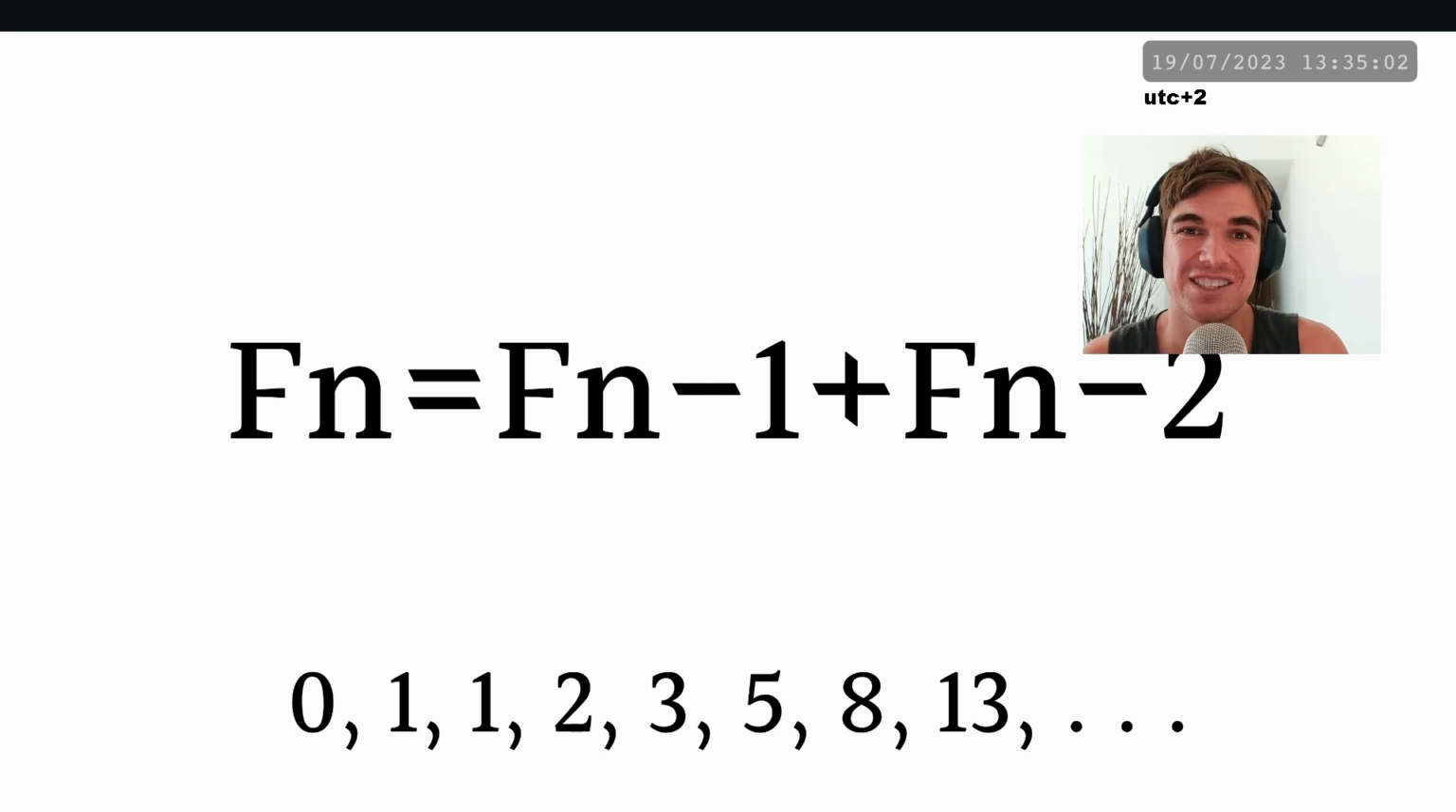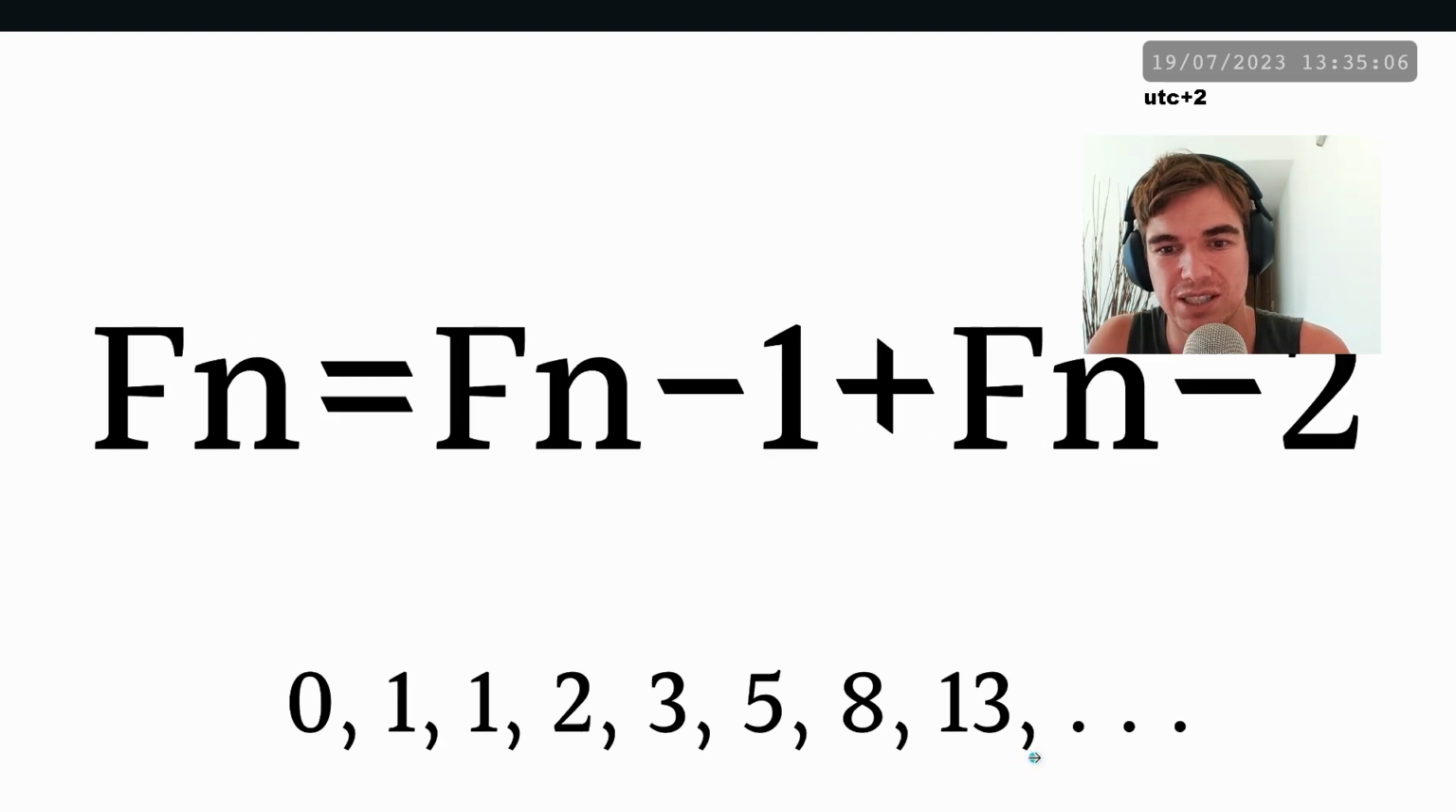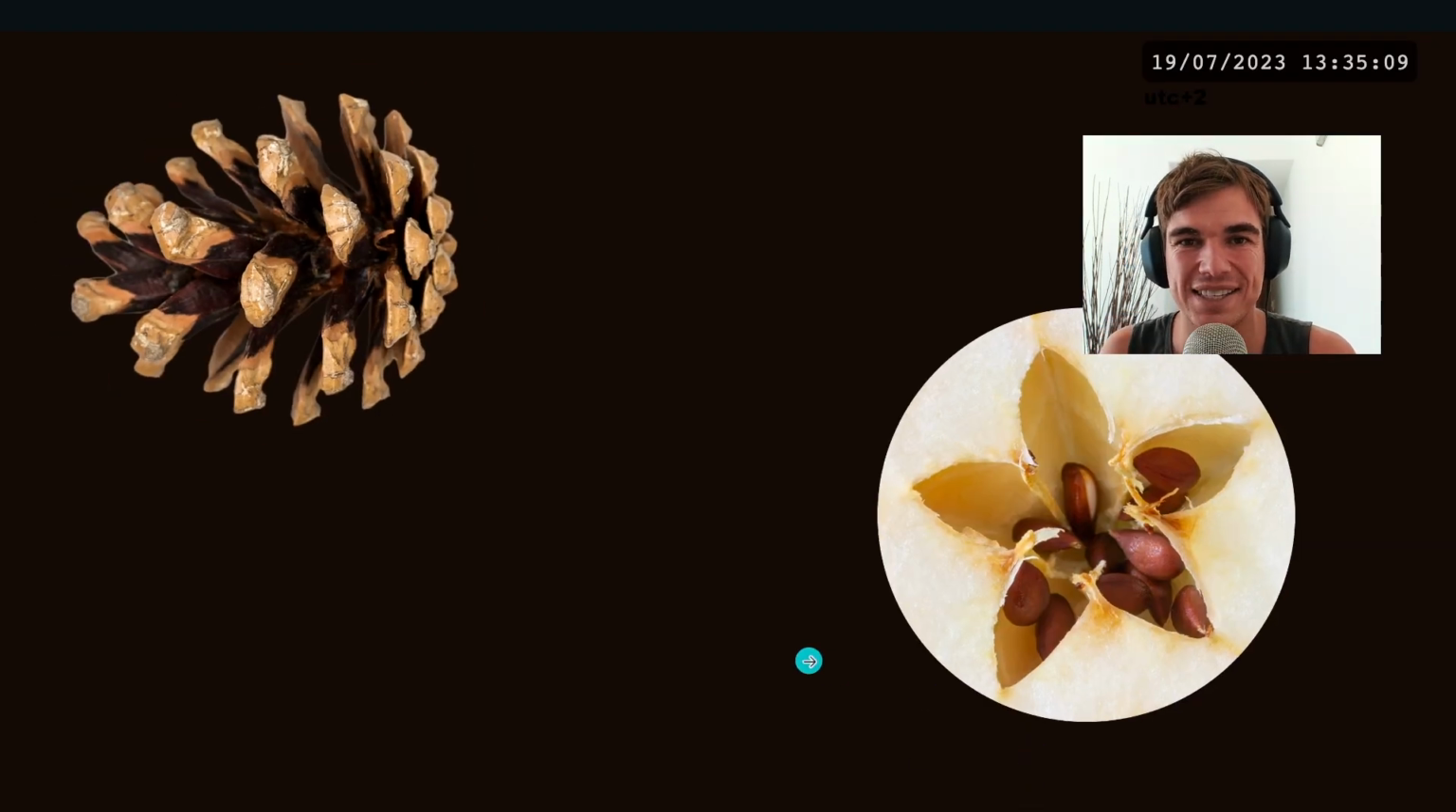Those numbers have some specific properties, discussed by Fibonacci, that can be seen in every single living thing.